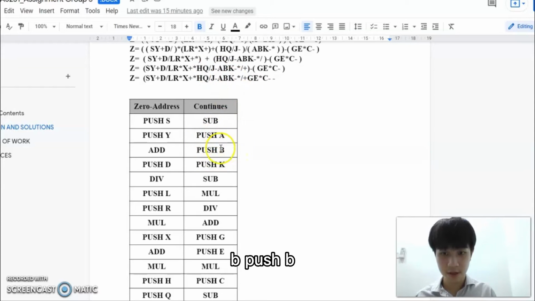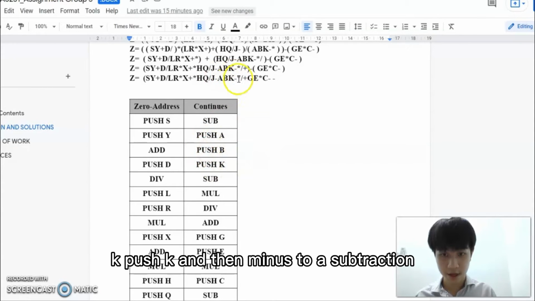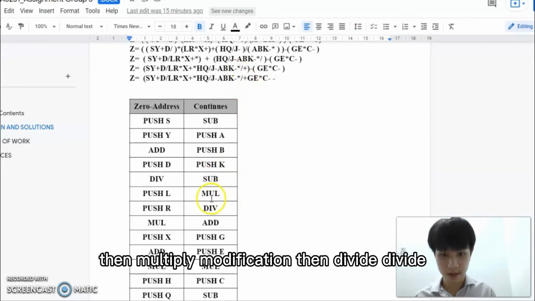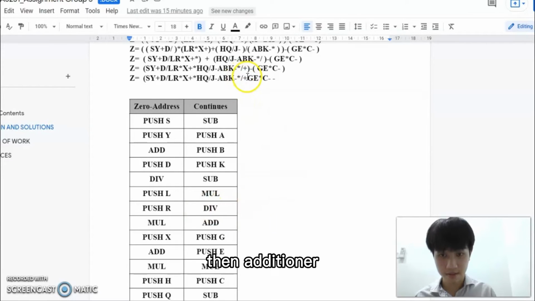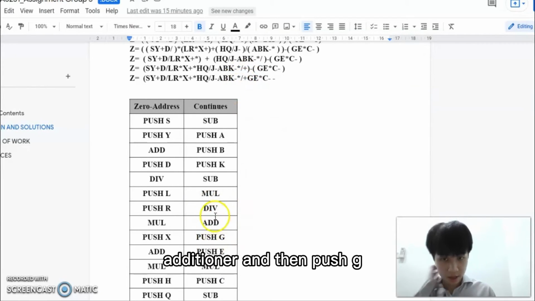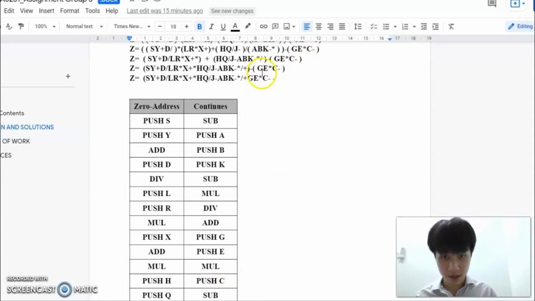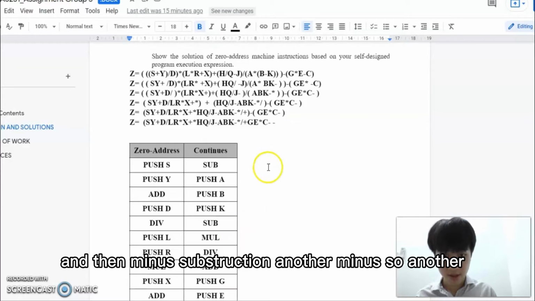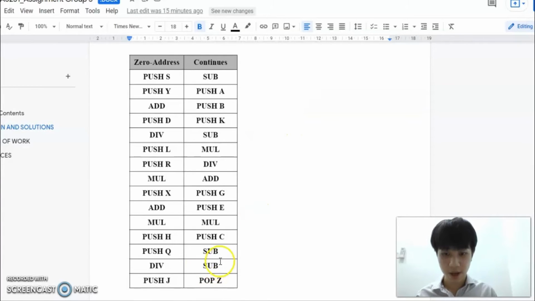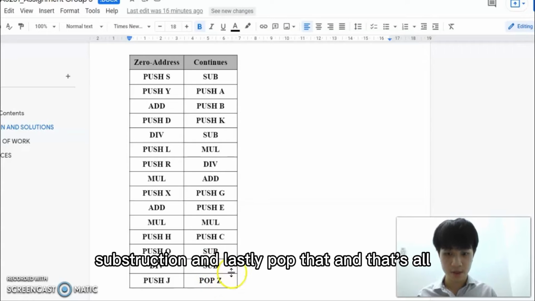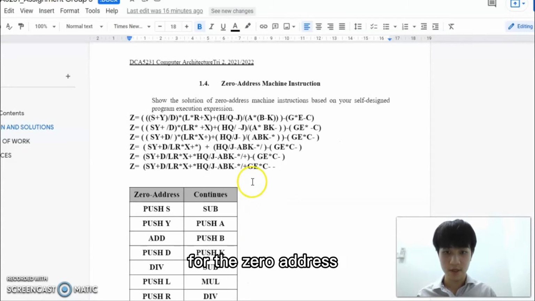b, push b, k, push k, and then minus, subtraction, then multiplication, and then divide, and then addition, and then push g, then push e, and multiply, and push c, and then minus, subtraction, another minus, so another subtraction, and lastly pop z. And that's all for the zero address.